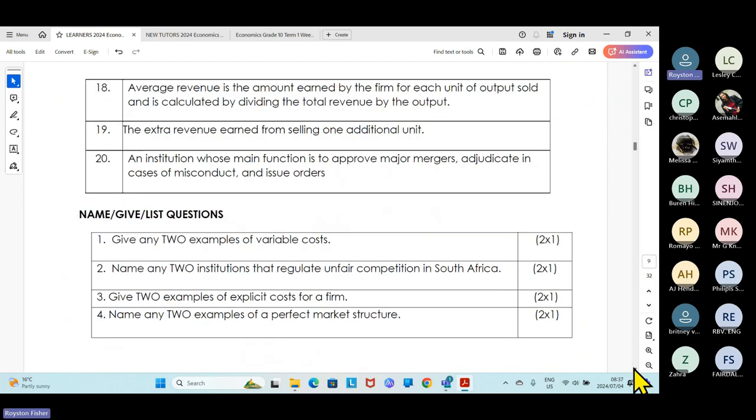Average revenue is the amount earned by the firm for each unit of output sold and is calculated by dividing the total revenue by the output. So let's see your answers here. There's no answer received for number 18. So I'll just wait a few seconds before I share my answer. Right, so there's no answer so far.